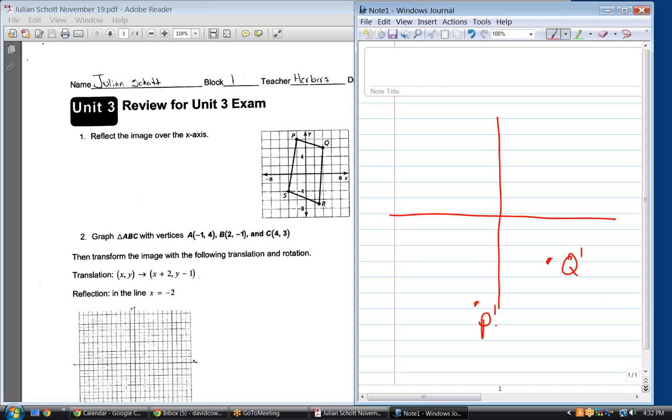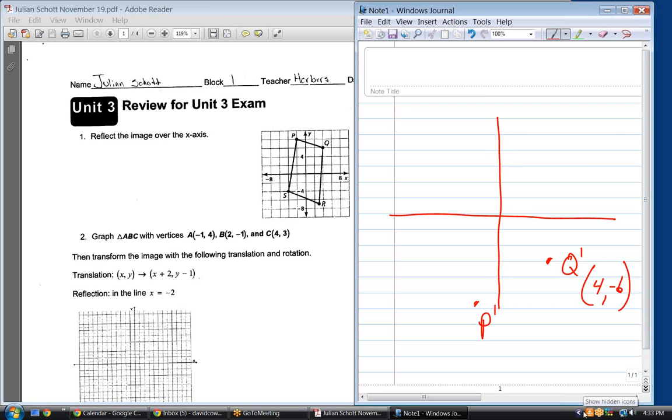And let's see, we didn't have points on these. Let's assign points to them. Okay, Q, let's see, that's 2, 4, 6, 8. So Q is at 4, comma 6. So Q prime is at 4, comma minus 6.